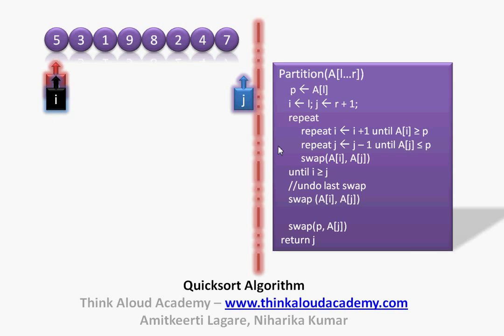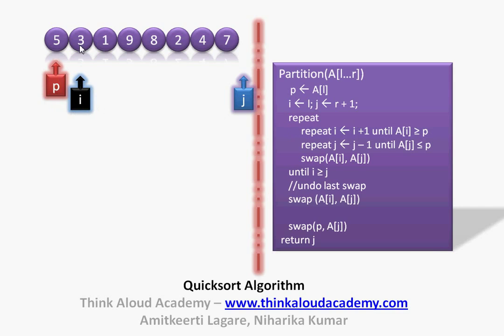Since I has not crossed J, we enter here and it says keep incrementing I as long as you keep finding a value which is less than P. So if you find A of I greater than p, then stop incrementing I. So first step is increment I and then check whether a of I is greater than p.